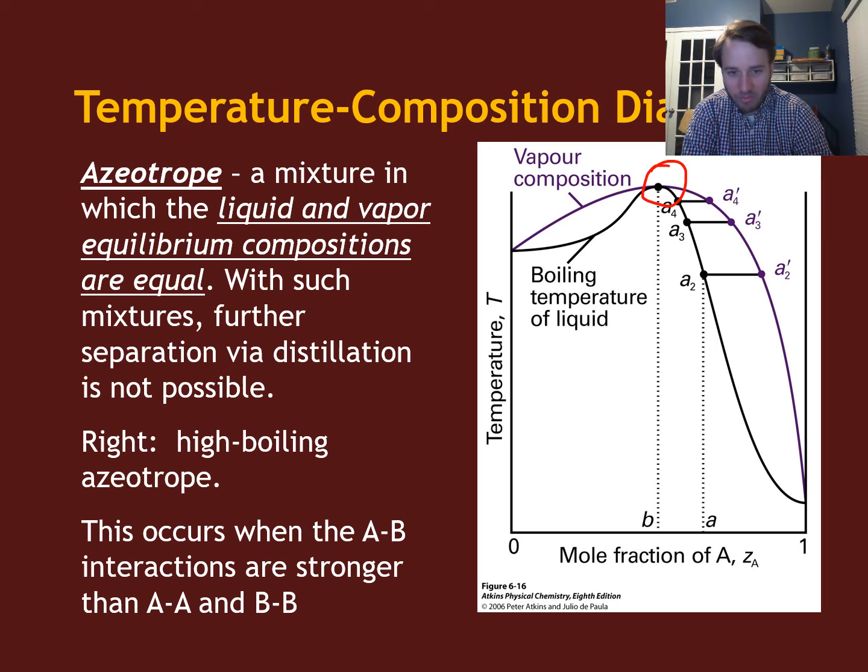So what's represented in this diagram is a high boiling azeotrope. And this can often occur when the interactions between A and B are stronger than they are between A and A, and B and B. So A and B attract each other more than A attracts itself or B attracts itself.